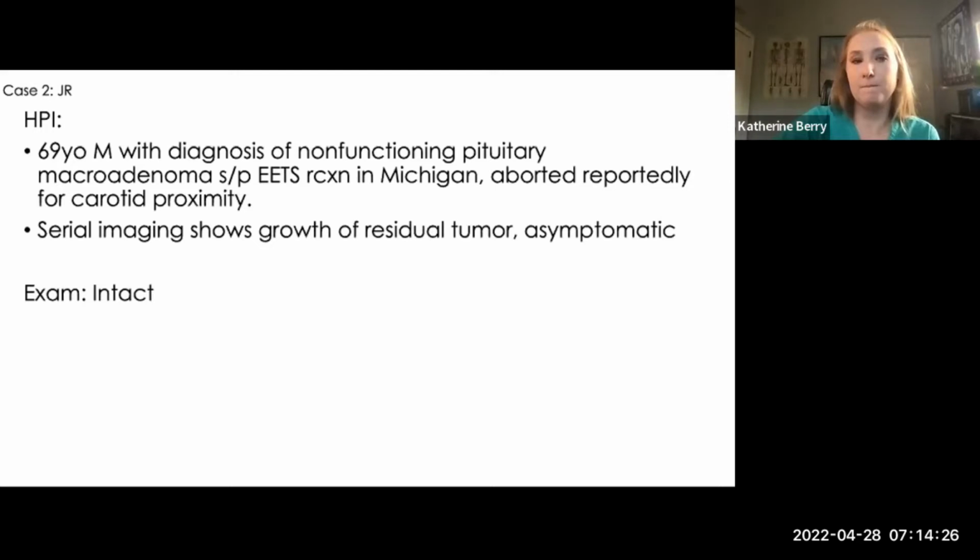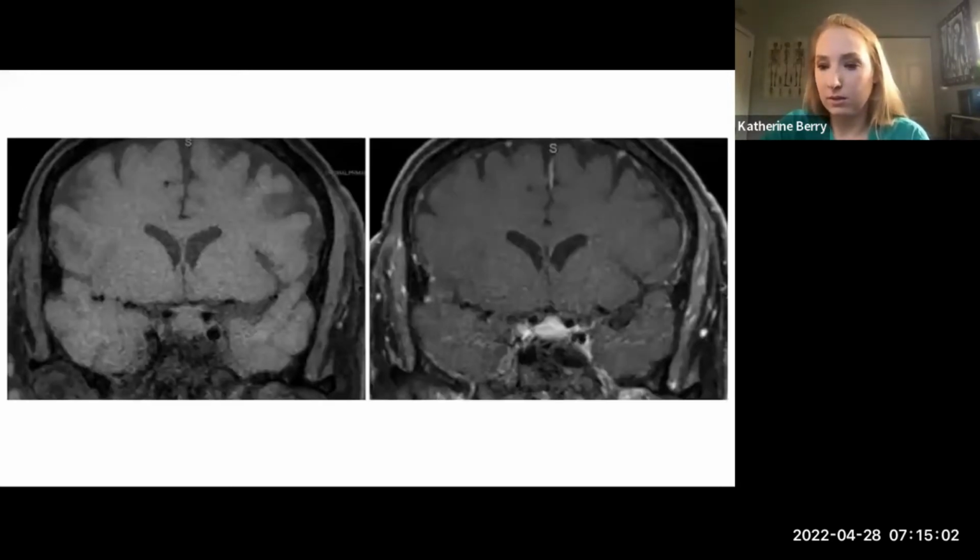So our next case is number 2. We have a 69-year-old male with diagnosis of non-functioning pituitary macroadenoma, status post endonasal endoscopic transsphenoidal resection in Michigan. And apparently the surgery was partially completed and then aborted for carotid proximity, is what the patient tells us. He was followed in clinic, and serial imaging showed growth of residual tumor that was present on prior studies and was not changing. His neurologic exam was intact.